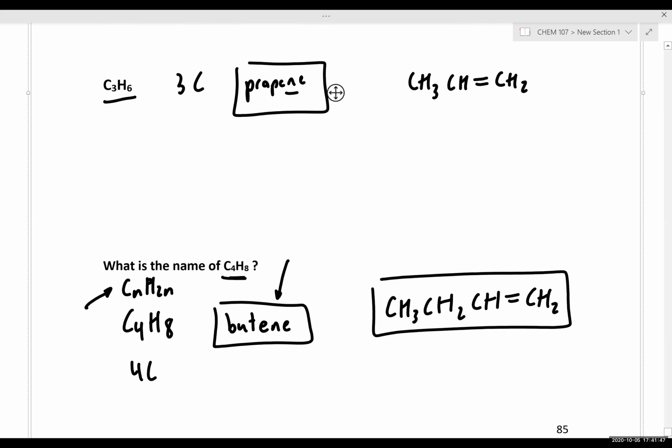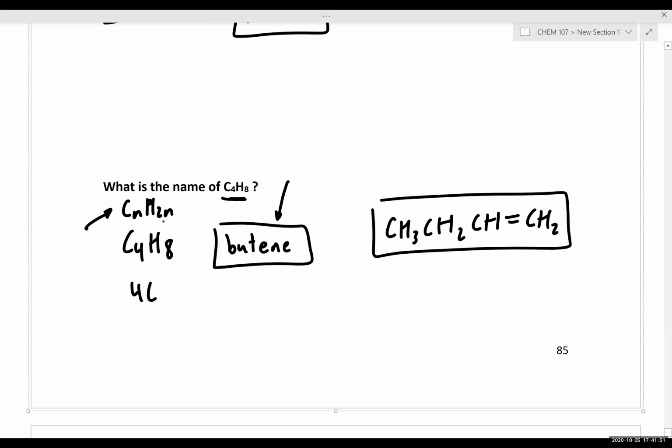If the formula is of the form CnH2n, then we have fewer hydrogens than a typical saturated alkane, and as a result, in this case, we have a double bond. The presence of a double bond in turn requires us to name our compound as an alkene rather than an alkane. So rather than butane, it would be named butene.